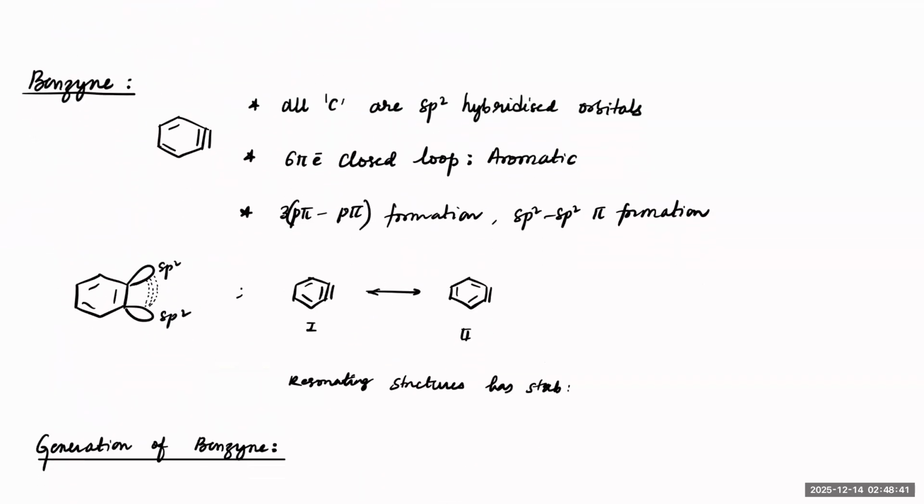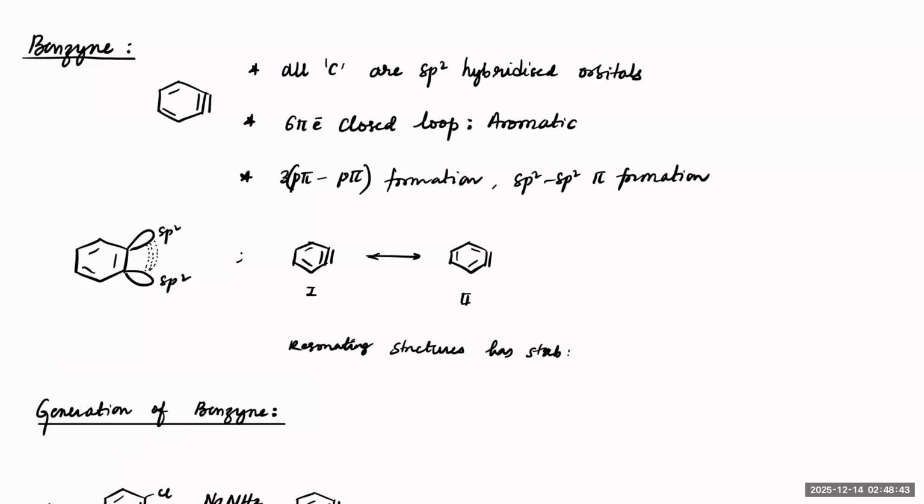See the next intermediate. The next intermediate is benzyne. See, benzyne is basically a benzene with one pi bond outside the benzene. How is it located? First, all the carbons in this benzyne form are sp2 hybridized only, including these two. These two are also sp2 hybridized. There is a 6 pi electron cloud inside the benzene ring, which makes it aromatic.